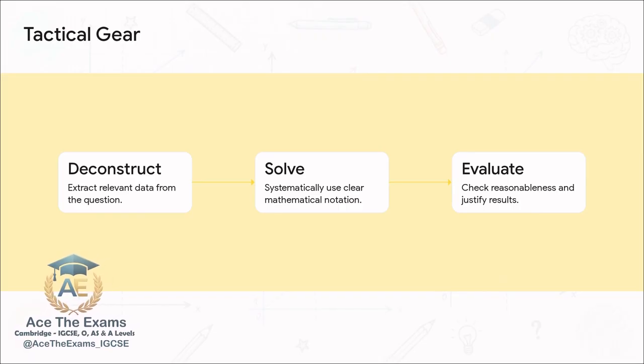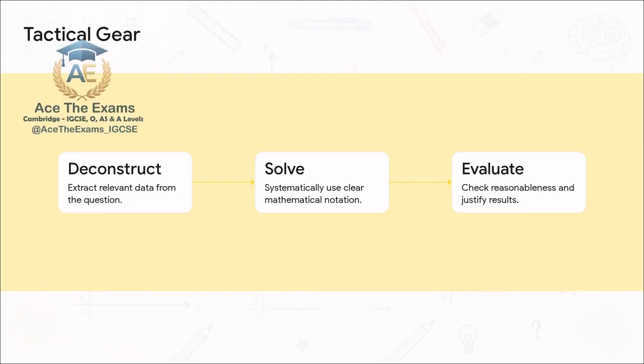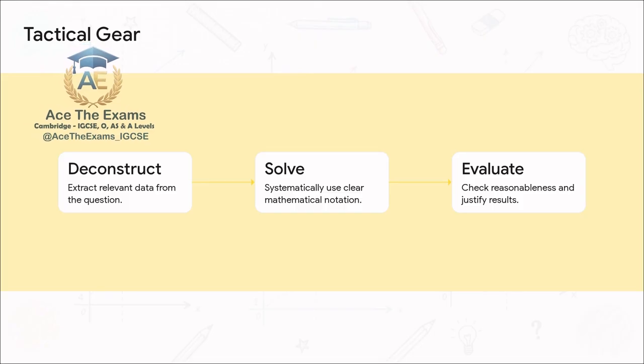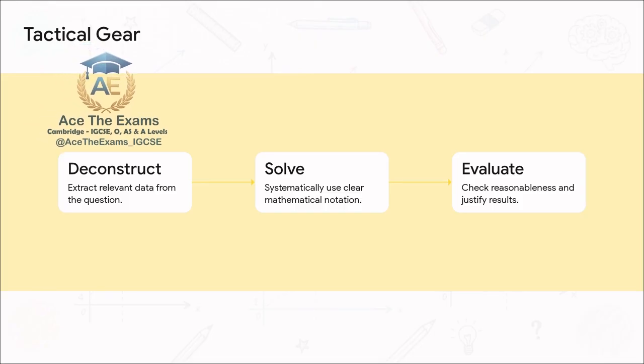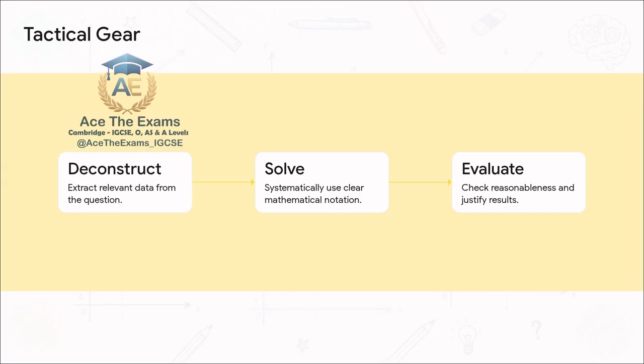First up, deconstruct. You stare at a complex data table. You have to identify the given information and extract the core trend immediately. If your y values multiply by a constant factor for every regular addition in x, your brain should instantly scream exponential code. Next up, challenge 2, solve.